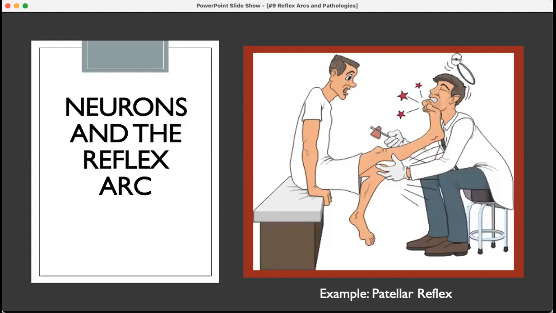The first thing are the neurons in the reflex arc. And this is an example of when you're going to the doctor and you're checking for reflexes. This is an example of the patellar reflex.